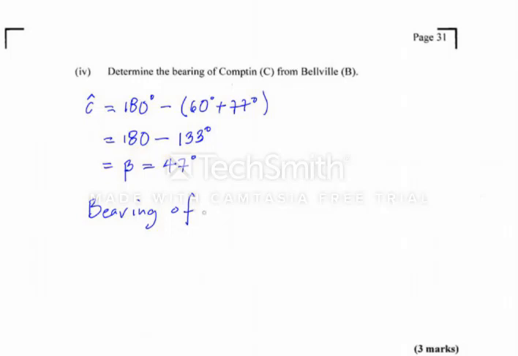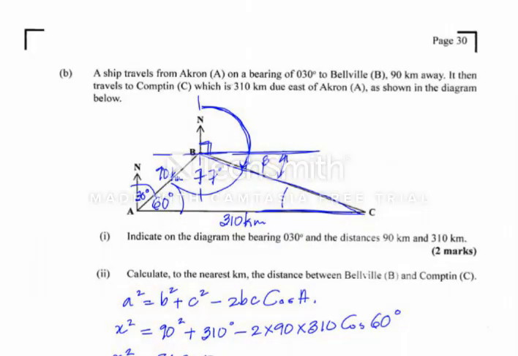So the last part of the question, the bearing of C from B would be equal to 90 plus 47. The angle is 137 degrees. So the bearing of C from B, this entire angle here, remember bearing is measured clockwise from north, is 90 plus 47. This angle here is 137 degrees.